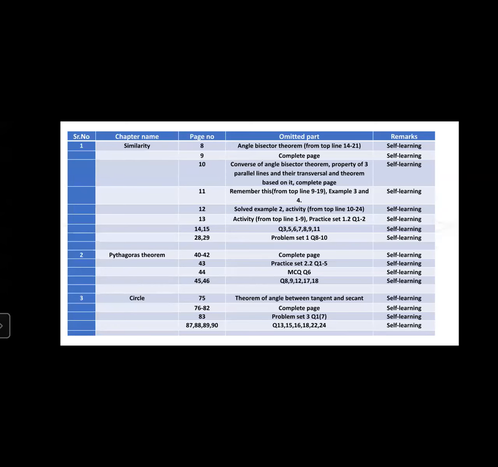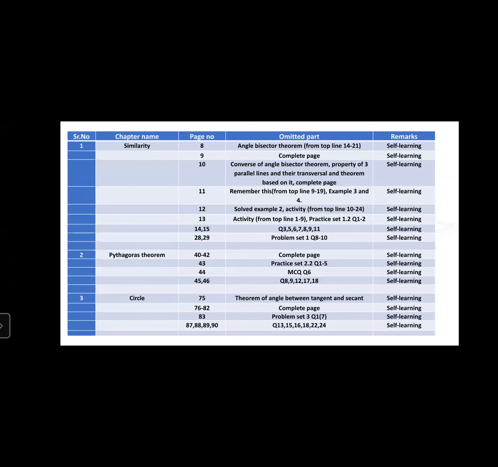So this is from chapter number 1, and chapter number 2 is Pythagoras Theorem. In this, pages 40, 41, 42 are completely omitted. In page 43, from practice set 2.2, questions 1 to 5 are omitted. MCQ 6 from problem set 2, and questions 8, 9, 12, 17, and 18 are omitted from your syllabus.